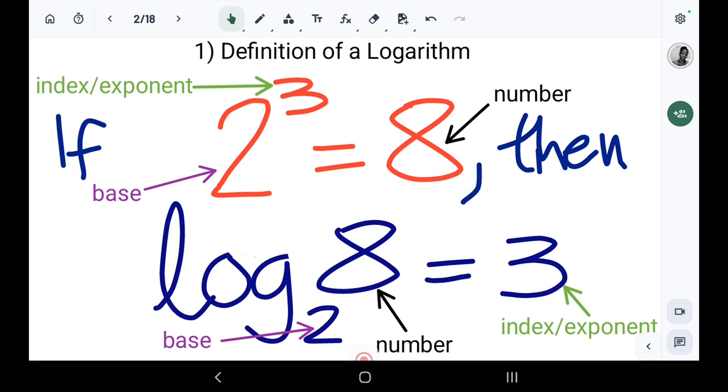First, let's start with the definition of a logarithm. This is how it is all connected. If you have a number expressed in an exponential expression, for example, 2 to the power of 3 is equal to 8, meaning that the 2 is your base, the 3 is your index or exponent, and the 8 is your number, then the logarithm of that number 8 to the base 2 is equal to the exponent or index, which is 3 in this case. And that is the relationship between logarithms and exponents.